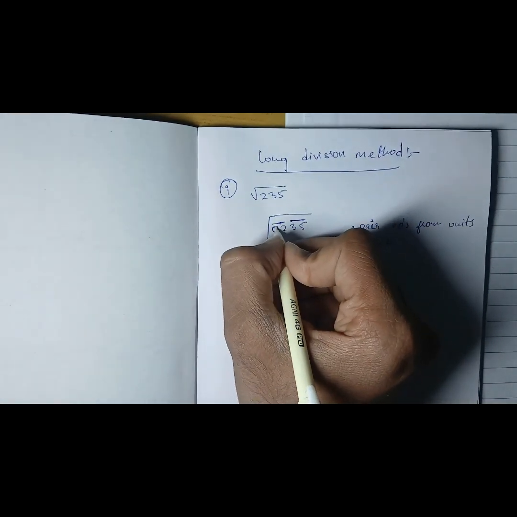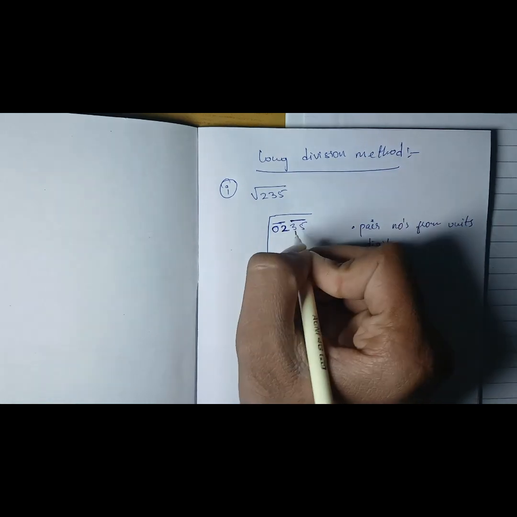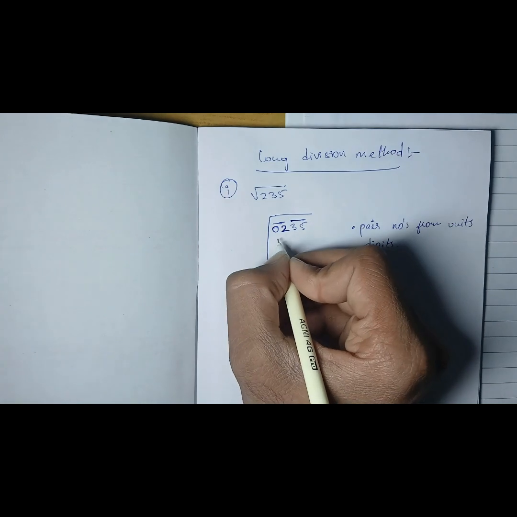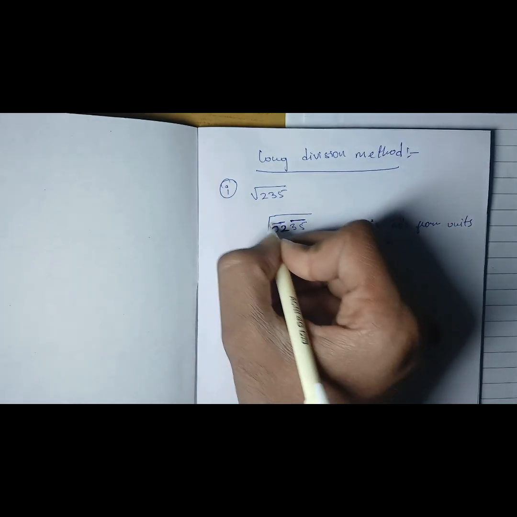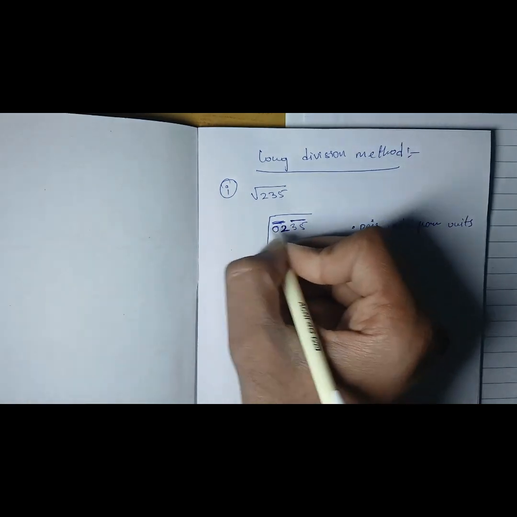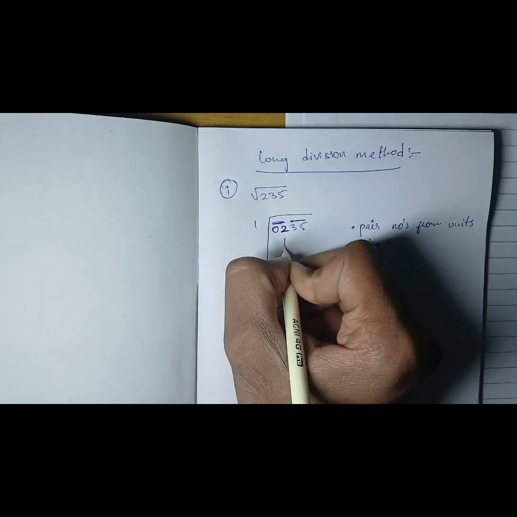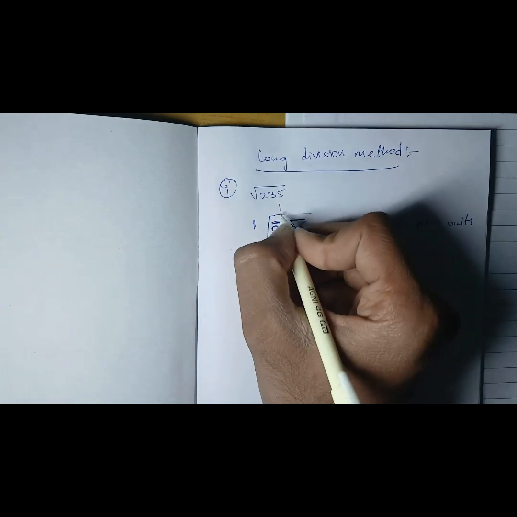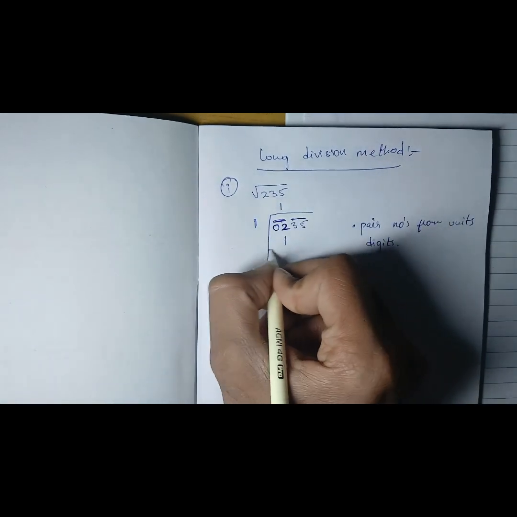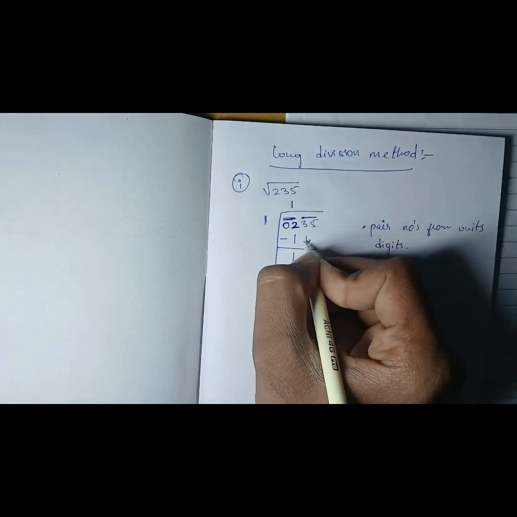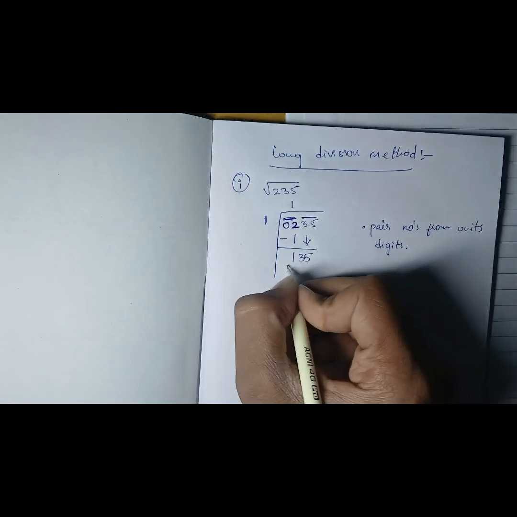Now here the first pair is 2. We should subtract from it a number which is less than this number and which is also a perfect square. Here, less than 2 and a perfect square is 1. So write 1 here and here and here. Subtract this 1. We will get 2 minus 1, 1, and take this pair down, 35, so 135.